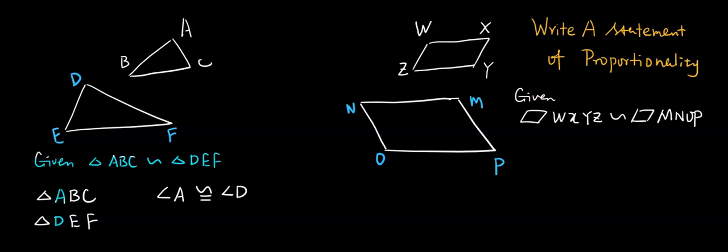D, they're congruent angles. And let's look at B and E, which means angle B and angle E, they're congruent. And the last one is C and F, which means angle C and angle F are congruent.